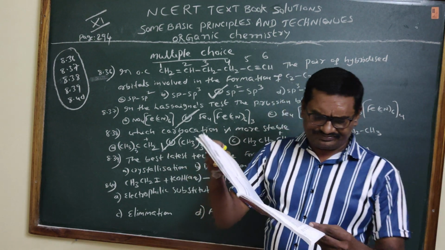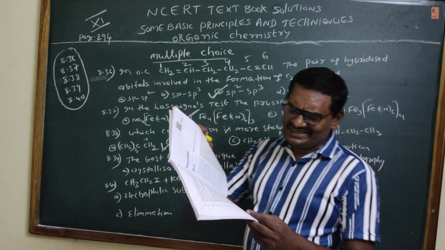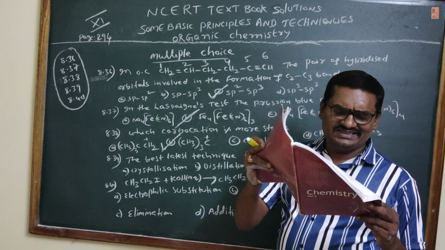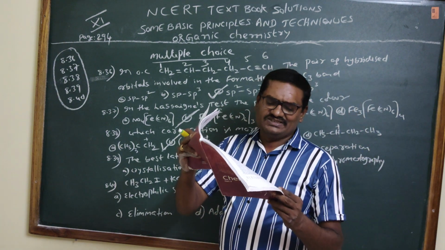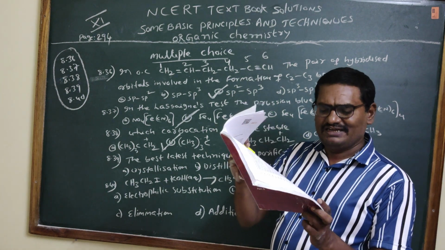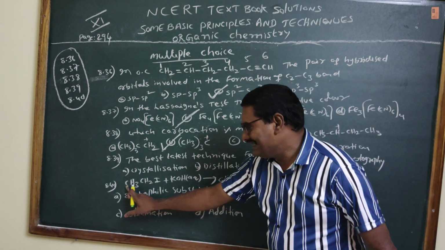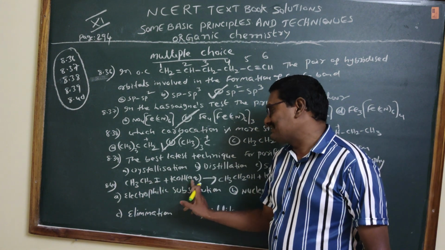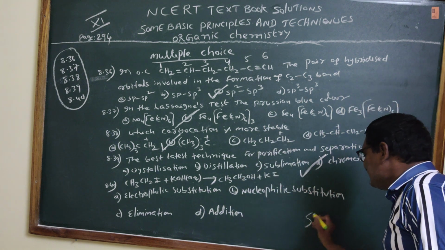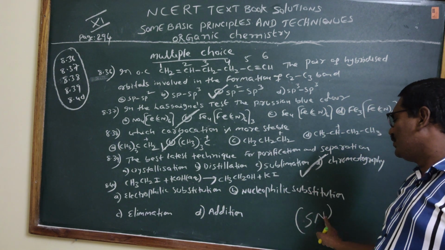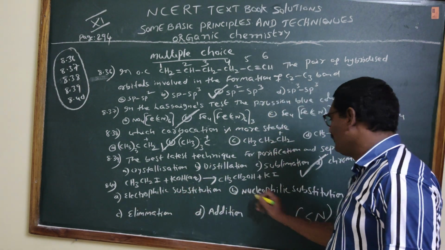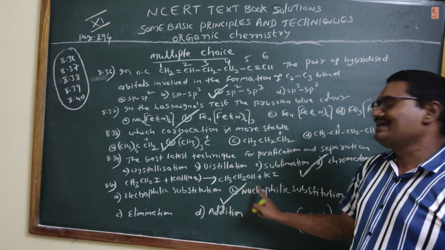Next, the last one, the reaction CH3CH2I with aqueous KOH gives CH3CH2OH plus KI. It is classified as electrophilic substitution, nucleophilic substitution, elimination, or addition. Here it is an alkyl halide with aqueous KOH, so nucleophilic substitution. So it is the SN reaction. SN means nucleophilic substitution. So nucleophilic substitution, B, is the correct answer.